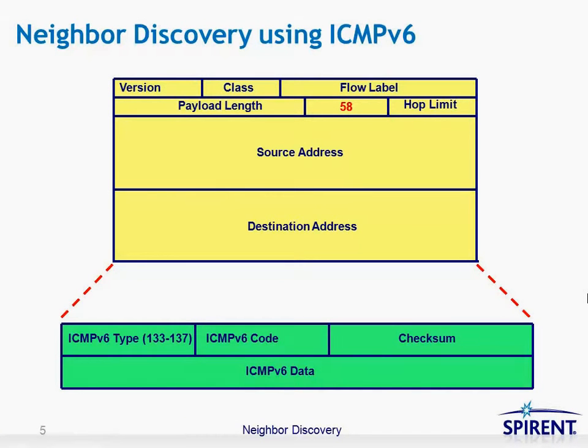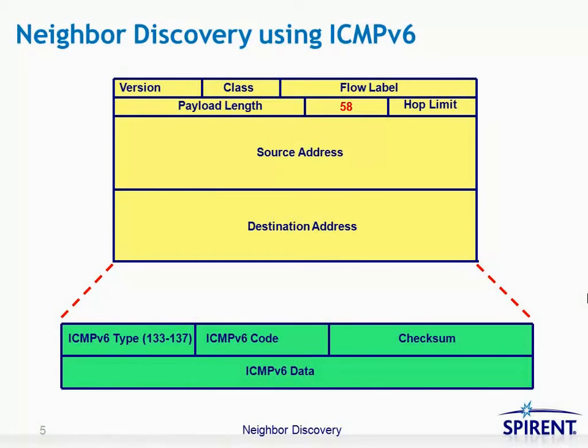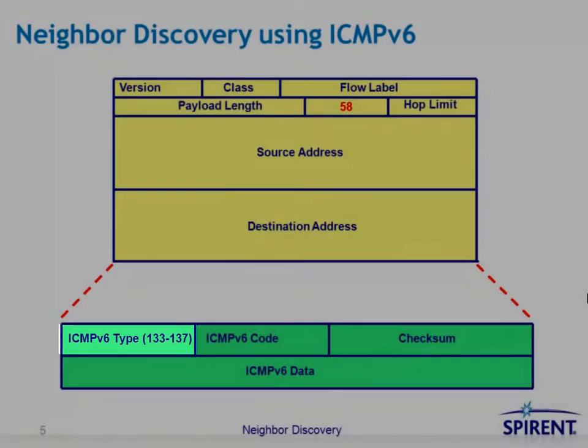As I've mentioned many times already, neighbor discovery uses the ICMP version 6 control plane protocol to exchange its messages. So the top graphic depicts the IP header with the next header field set to 58, which is a value that indicates ICMP v6. And then you have the ICMP header, the common header, which is a type, code, and checksum followed by data. An ICMP type message 133 through 137 is used for neighbor discovery messages.